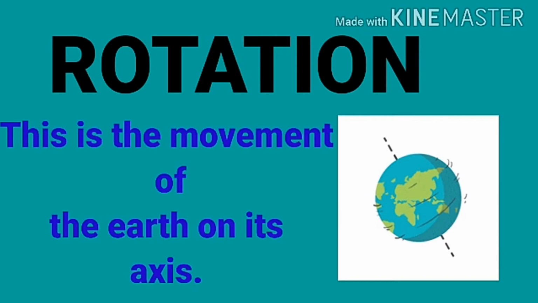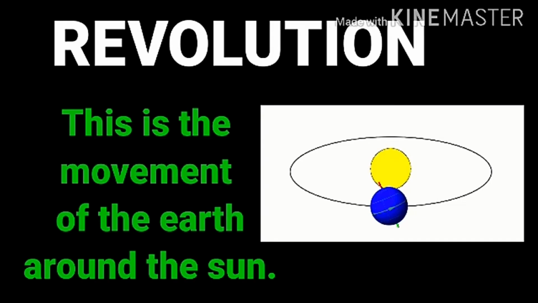Rotation and revolution. First, rotation. This is the movement of the Earth on its axis. You can see the imaginary line drawn from the North Pole to the South Pole. So when the Earth is spinning on its own axis from west to east, it is known as rotation.